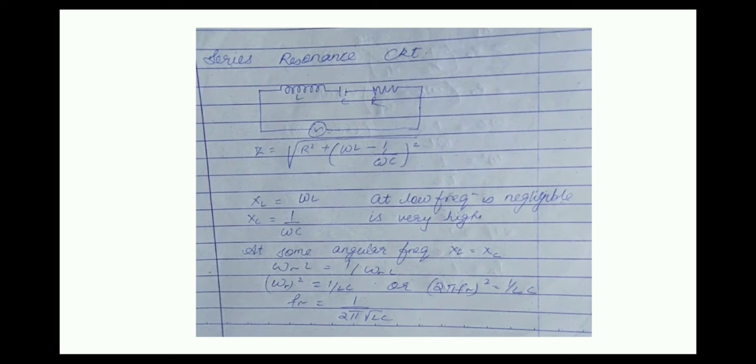Now, series LCR resonance circuit. As we can see, a circuit in which inductance L, capacitance C, and resistance R are connected in series, and the circuit admits maximum current corresponding to a given frequency of AC, is called a series resonance. The impedance of an LCR circuit is given by Z equals the square root of R squared plus (omega L minus 1 by omega C) the whole squared.